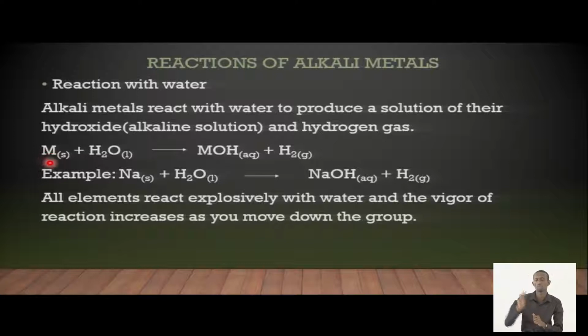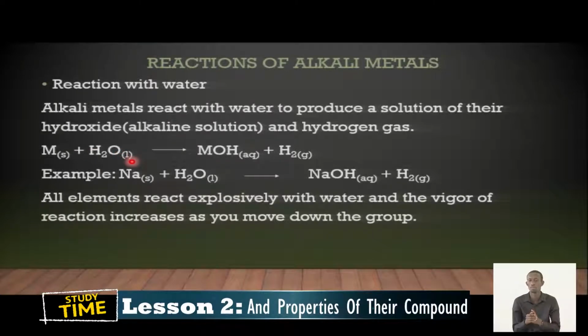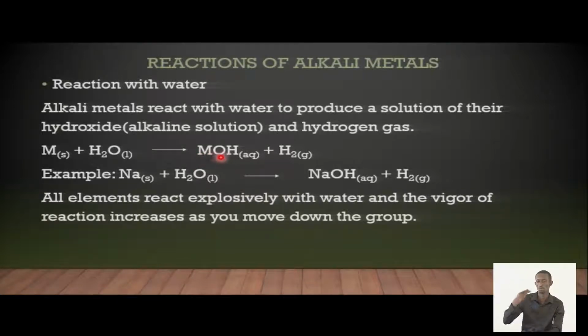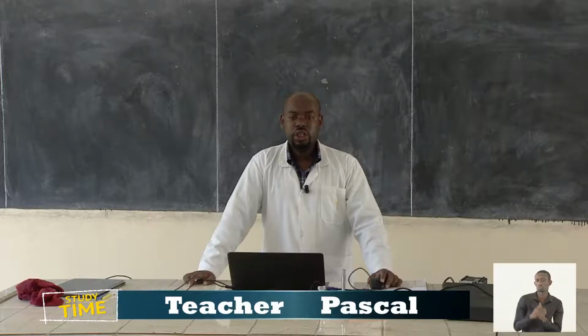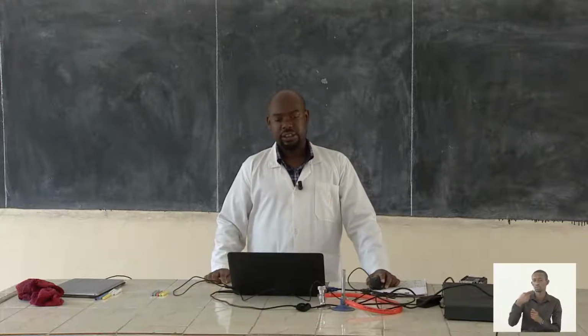We have M in the solid state, which stands for a metal of group 1 elements. That can be lithium, it can be sodium, potassium, reacting with water, which is in liquid state. And then we go to the product side where we produce MOH in aqueous solution. That is the metal hydroxide with hydrogen gas. And here we have the example. Sodium in the solid state can react with water in the liquid state to produce sodium hydroxide in the aqueous state plus hydrogen gas.